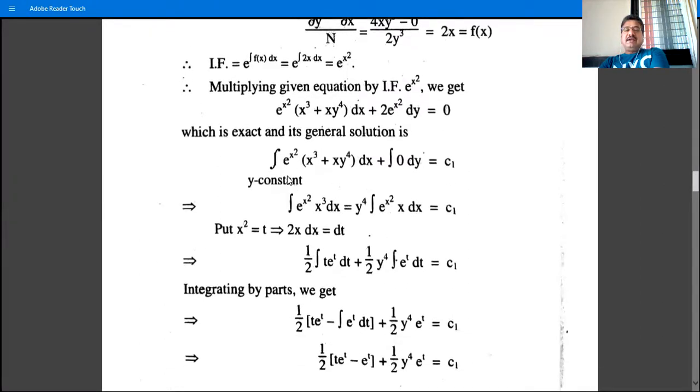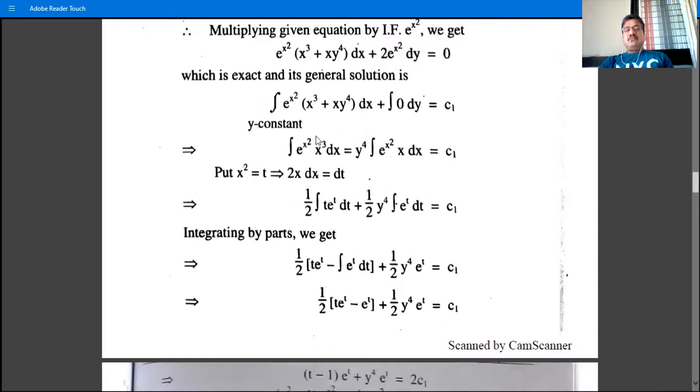And so we have to integrate this. Simplify: integration of e raised to x square x cube dx plus e raised to x square into x y raised to 4 dx. Right here it is a plus sign. y raised to 4 is a constant quantity, so take it outside the integration. So integration e raised to x square into x dx is equal to the constant, right here plus sign, and then substitute x square for this integration.